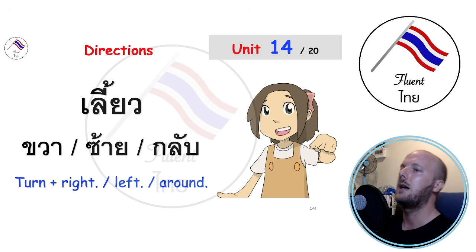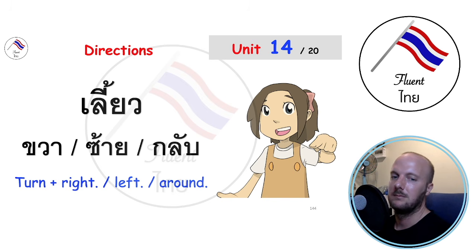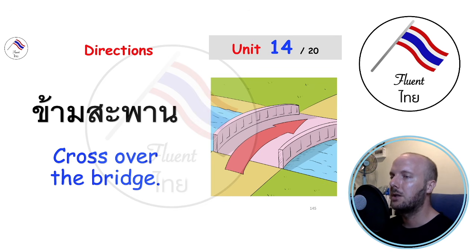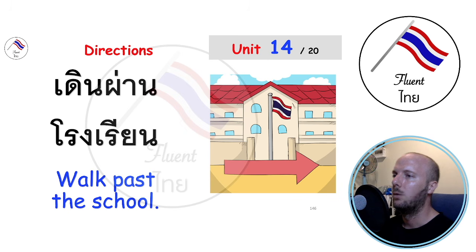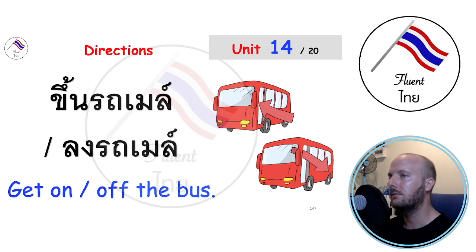Okay, turn right, turn left, turn around. เลี้ยวขวาเลี้ยวซ้ายเลี้ยวกลับ, which I don't really hear people say much, but let's just do it again. เลี้ยวขวาเลี้ยวซ้ายเลี้ยวกลับ. Or for turn around, you could just say กลับรถ or U-turn ครับ. Cross the bridge ข้ามสะพาน. Walk past the school เดินผ่านโรงเรียน. Get on the bus ขึ้นรถเมล์. Get off the bus ลงรถเมล์.